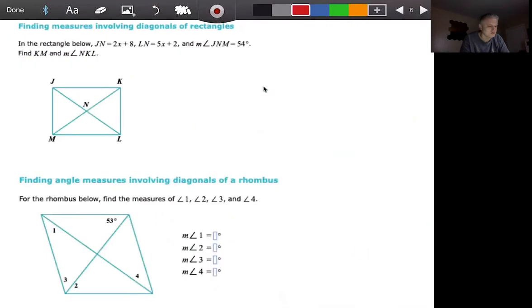Okay, I believe that's all. Oh, you got a little bit more. Cool. All right, can never get enough of a good thing, especially geometry.